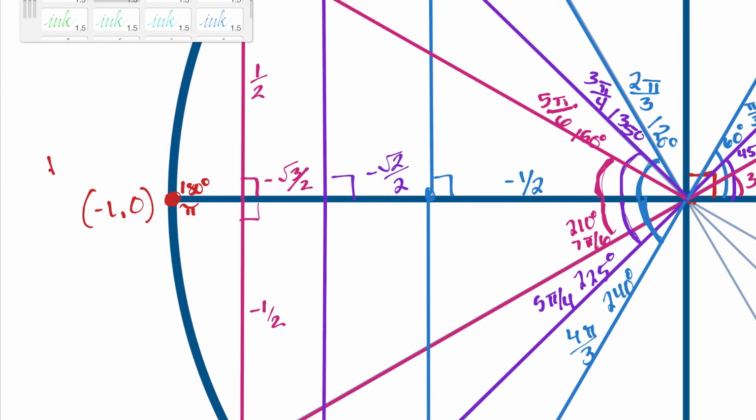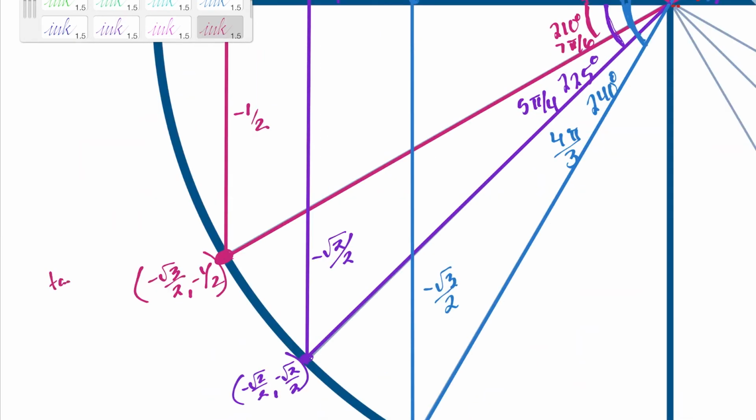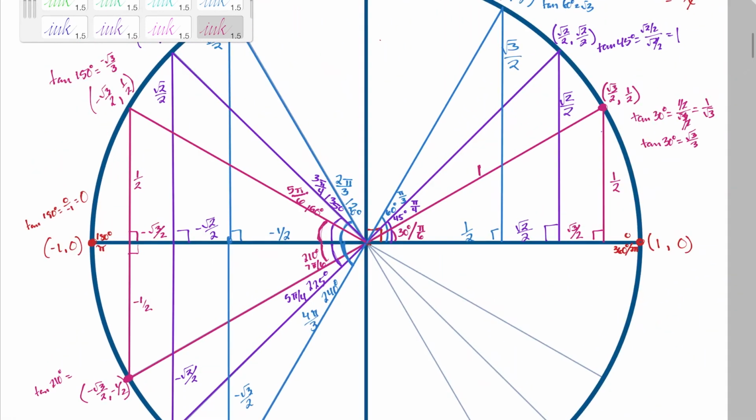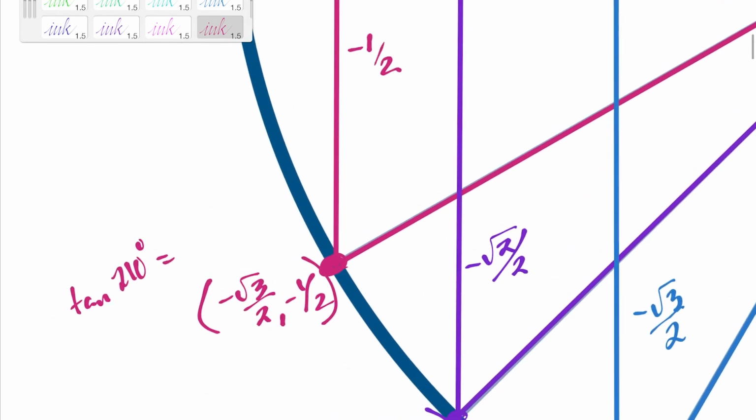So here I haven't done a tangent of 180 degrees yet. So remember, it's the y value over the x, which means it's just going to be 0. We have tangent of our 210 degrees, which is actually going to have the same, again, because it's a 30 degrees, it's going to be the same as the tangent of the 30 degree or the 150 degree, just we have a negative over a negative in this case, which means we're going to end up with a positive square root 3 over 3.